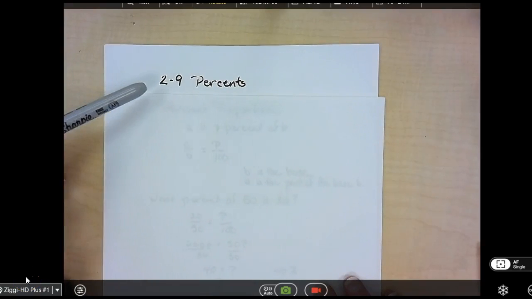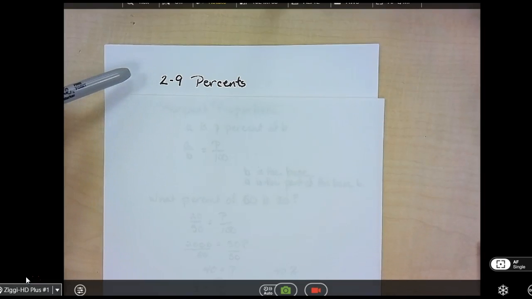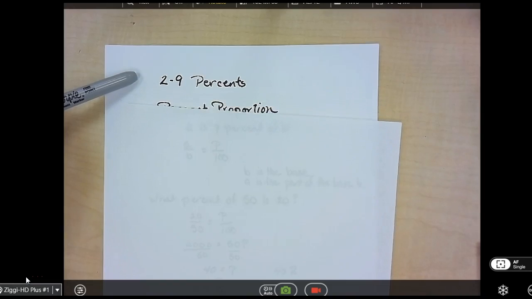Okay, 2-9 deals with percents. You've been working with percent problems through 7th and 8th grade, so hopefully this will be just review for you.